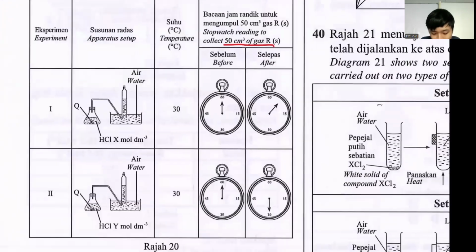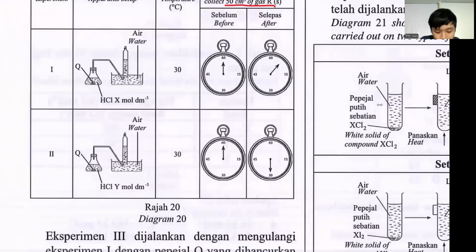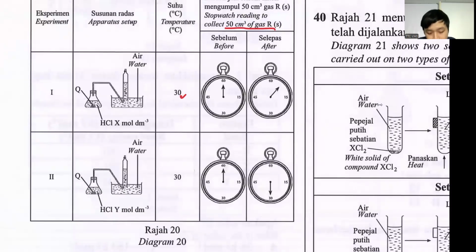You can see they added solid Q into the hydrochloric acid. Set 1 is X mole per dm cube, set 2 is Y mole per dm cube. The temperature is the same for both, 30 degrees Celsius. Before that, of course, you start at 0 seconds. Then how much time is needed to collect 50 cm³ for experiment 1.